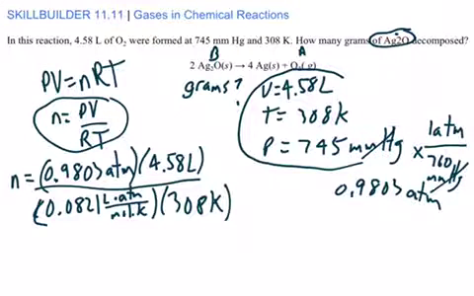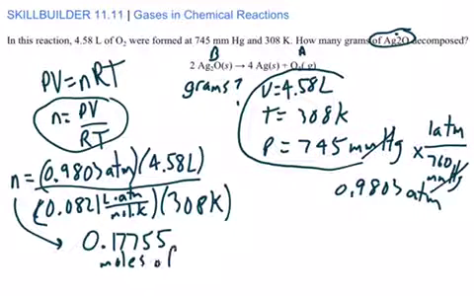Okay? And when you do the math and you multiply the two numbers on the top, the two numbers on the bottom, you're going to get that your moles, your N, is 0.17755 moles, and this is moles of A, which is oxygen. But we don't want oxygen, we want B.